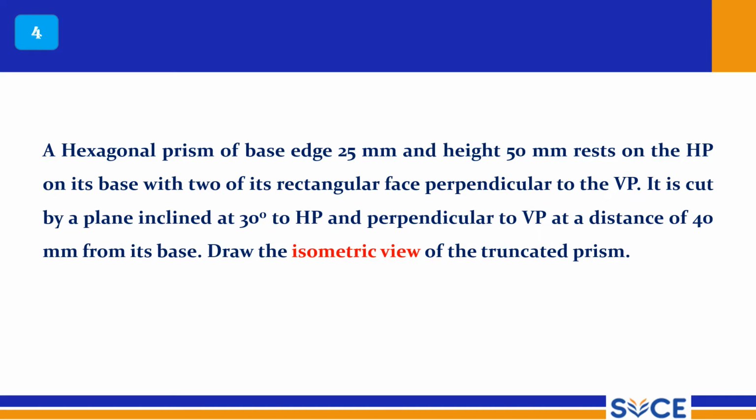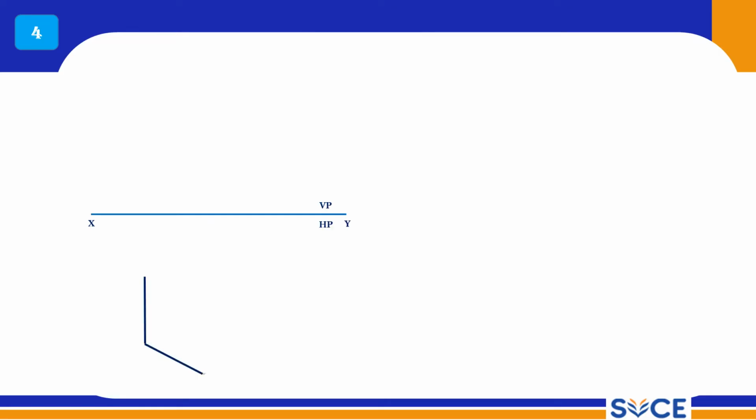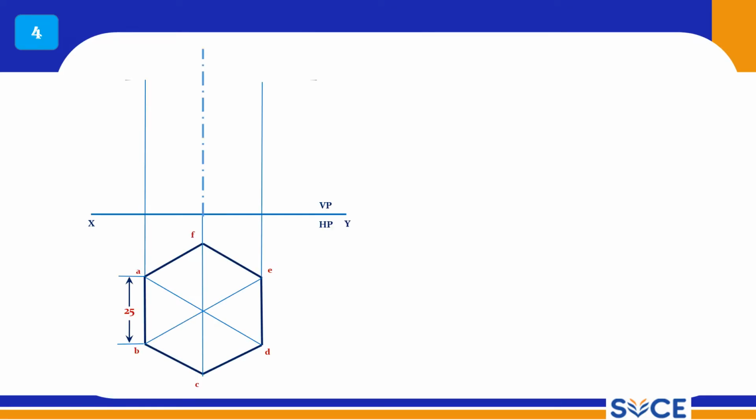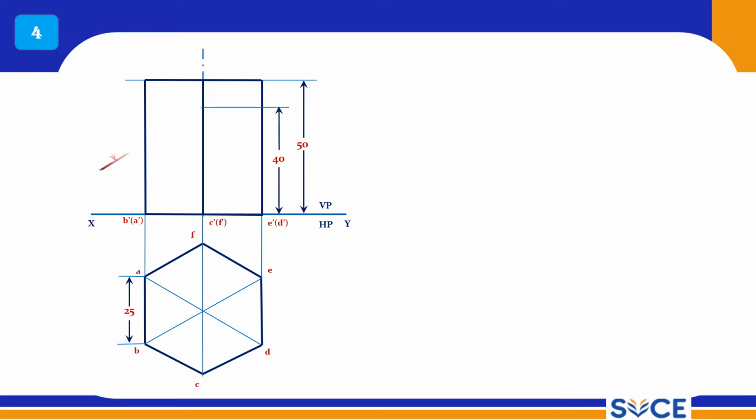Obviously, when the cutting plane is inclined to HP, the retained portion obtained here is known as the truncated portion. So obviously the prism here should be a truncated prism. To start with, draw the front view and top view. This is a hexagonal prism, and at 40 mm the cutting plane meets the axis, 40 mm from its base. Mark the cutting points.